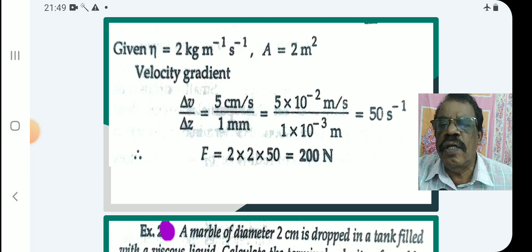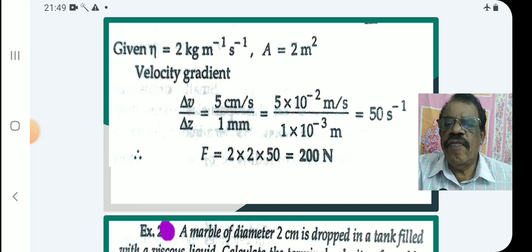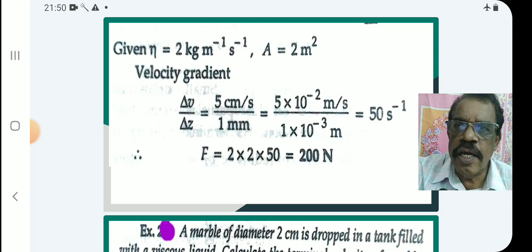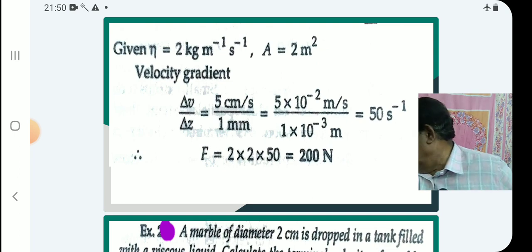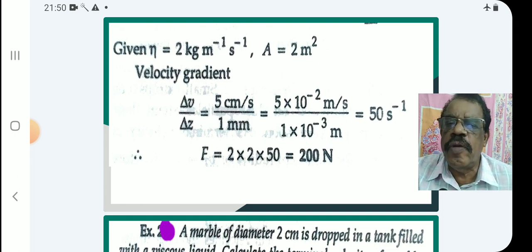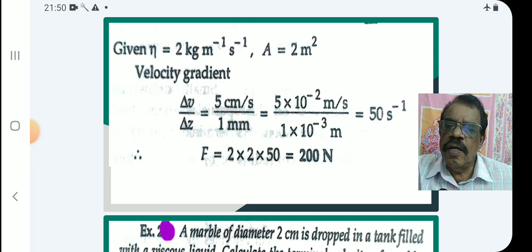Put the value in the equation. We get F is eta 2, A 2, and velocity gradient delta V over delta x 50. Eta A du by dx or eta A delta V over delta z. That is 200 Newton. You remember, velocity gradient we can write as du by dx or delta V by delta z.